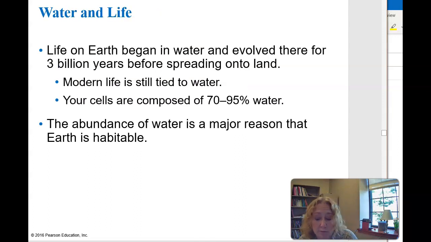Life on Earth began in water and evolved there for 3 billion years before spreading onto land. Modern life is still very tied to water. Your cells are 70 to 95% water. The abundance of water is a major reason that Earth is habitable.